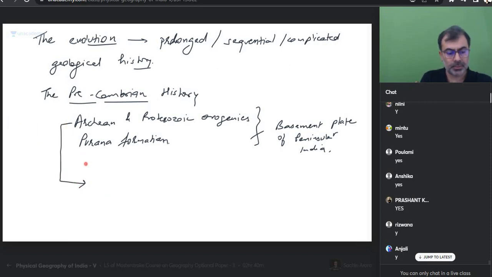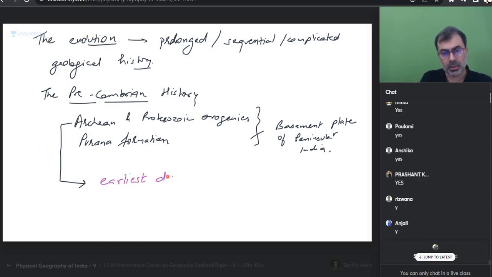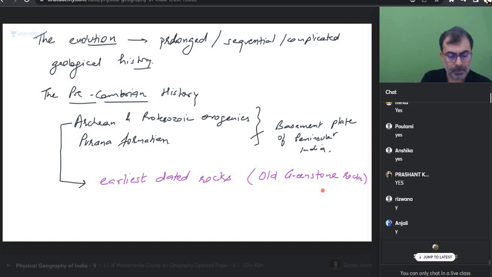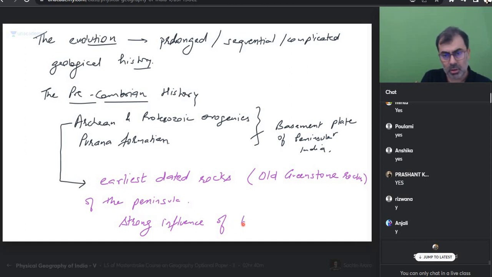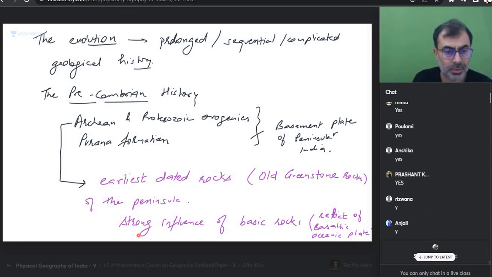The Archean orogenies form the earliest dated rocks. Old greenstone rocks. Earliest dated rocks of the peninsula. These rocks show strong influence of basic rocks, in bracket relict of basaltic oceanic plate. Everyone, are you comfortable with dictation? The speed of it, कुछ dictation भी होगा. Are you okay with the speed of it?